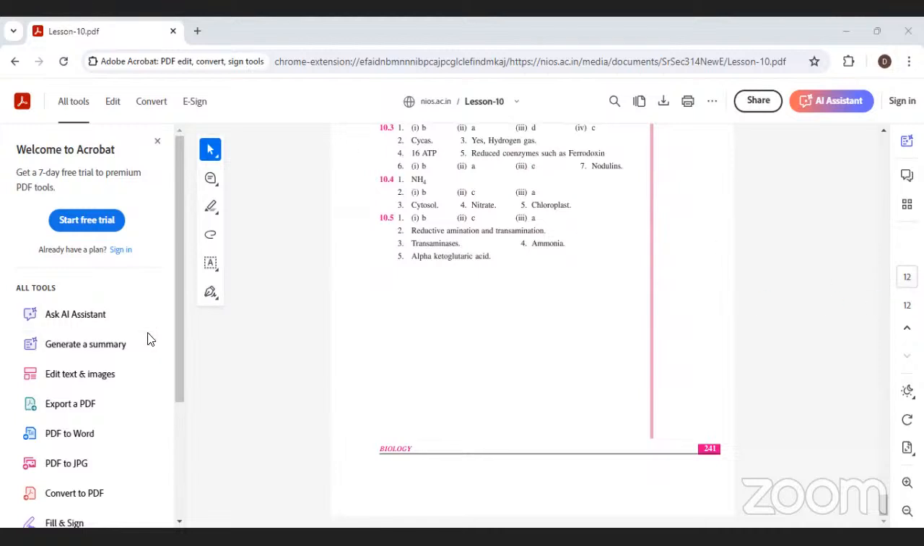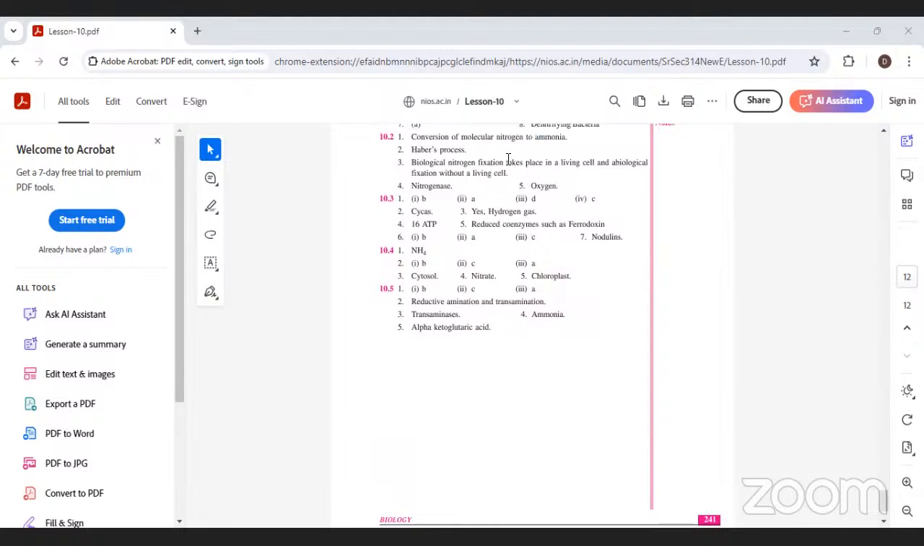This is the total nitrogen metabolism; I'll explain it stepwise. Now we will go to the nitrogen cycle.